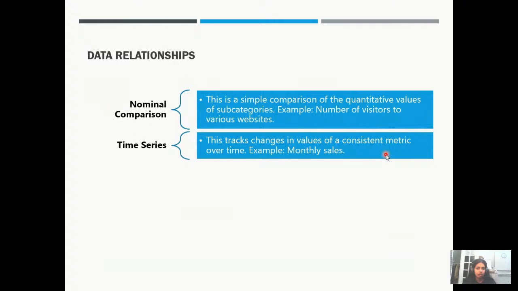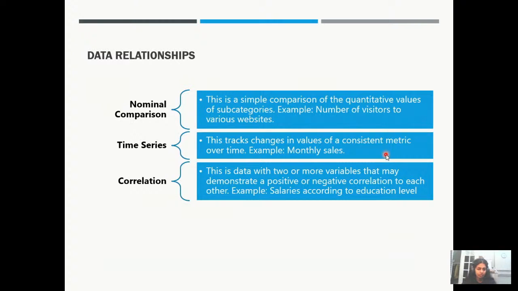So number of COVID deaths over time, number of COVID cases over time, or the best time series that you will keep seeing is the stock market prices. So that is a time series relationship. And then correlation, like we saw right now, the deaths and number of cases are highly correlated.